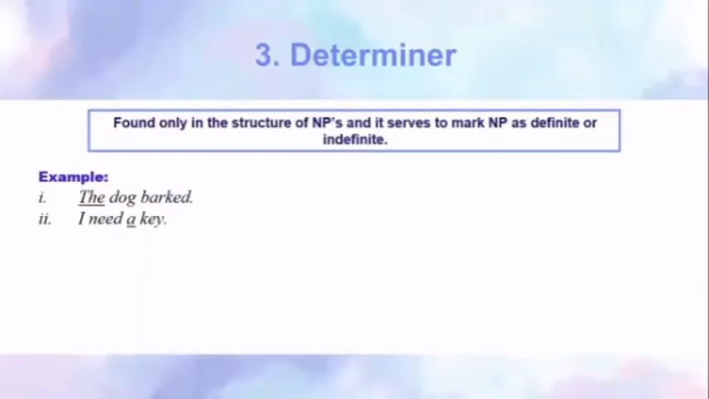The third is determiner. Determiner is a group of words which is placed right before the noun for limiting the purpose of the noun. Jadi determiner ini merupakan suatu kelompok kata yang ditempatkan di depan noun untuk membatasi makna dari noun itu sendiri. It is found only in the structure of noun phrase and it serves to mark noun phrase as definite or indefinite.